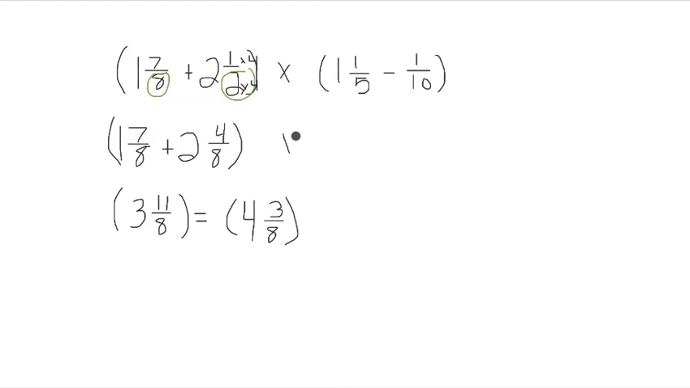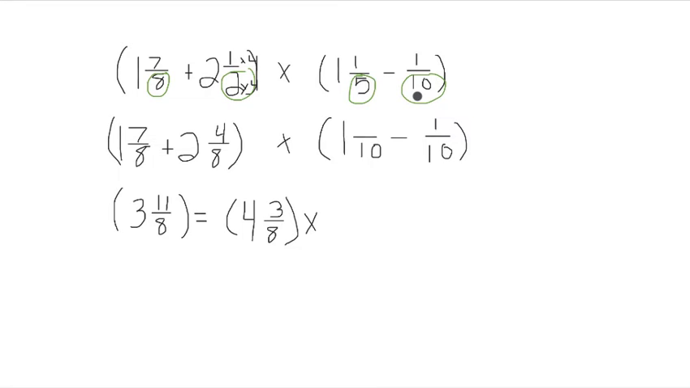Now, let me do the other side. Over here, we're subtracting. So 1 and 1/5 minus 1/10. Well, I've got a 5 and a 10. So now I have to find a common denominator for 5 and 10. Well, I know 5 goes into 10, so 10 can be my common denominator. 1 and 1/5 is going to become 1 and something over 10 minus 1/10, which is going to stay the same.